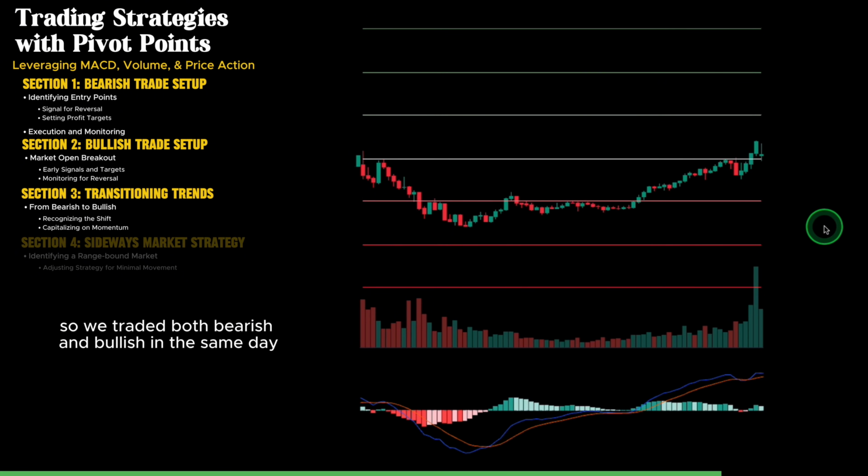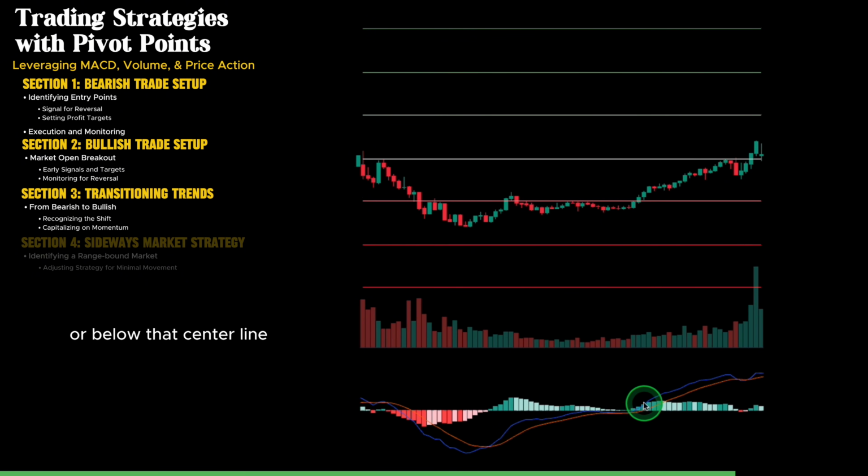So we traded both bearish and bullish in the same day, making sure to monitor. For me, the change in the trend really happens when those MACD lines cross above or below that center line, in between where you would see the histograms turning from green to red.